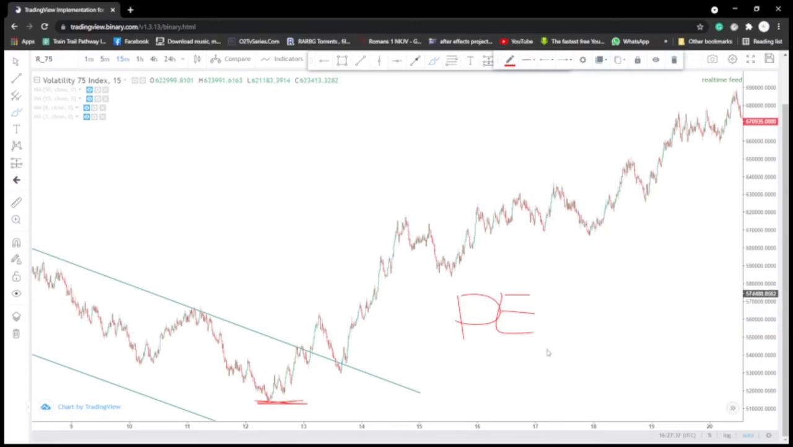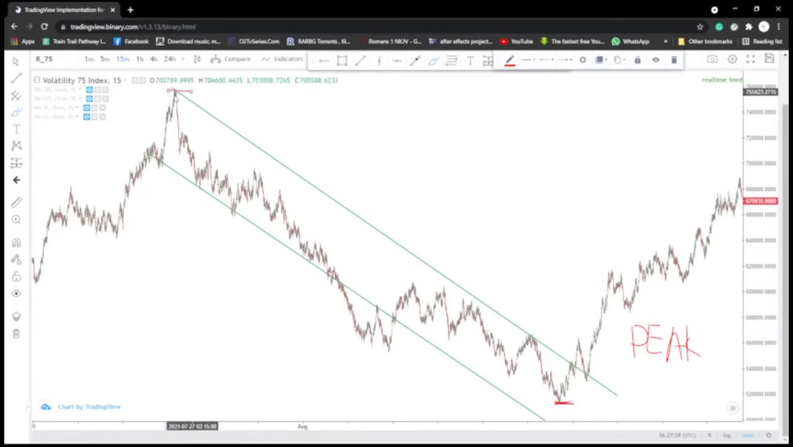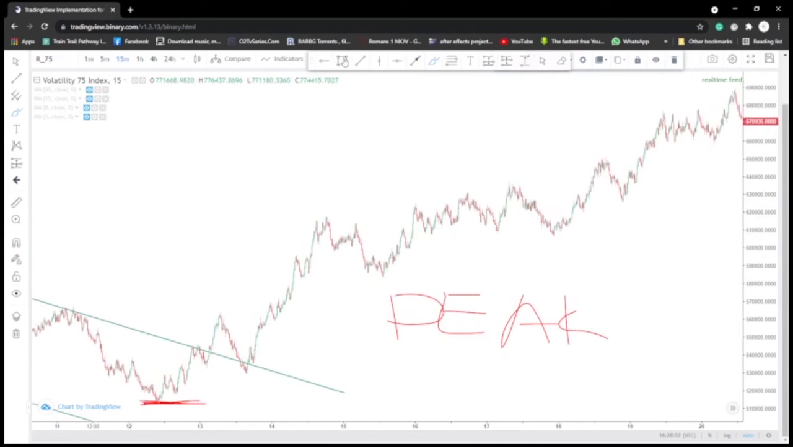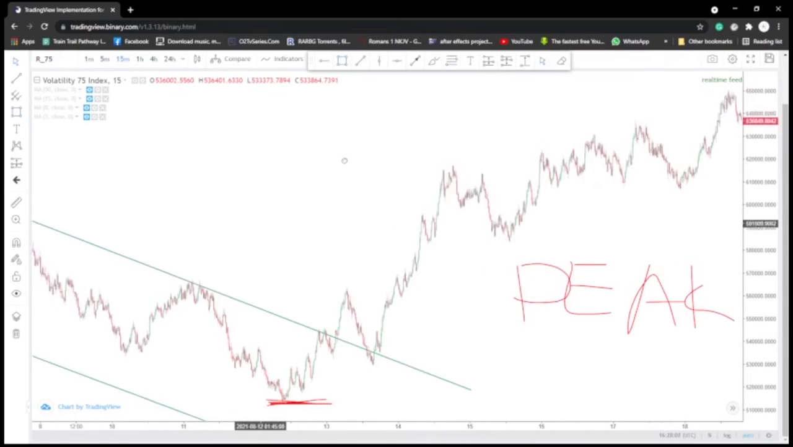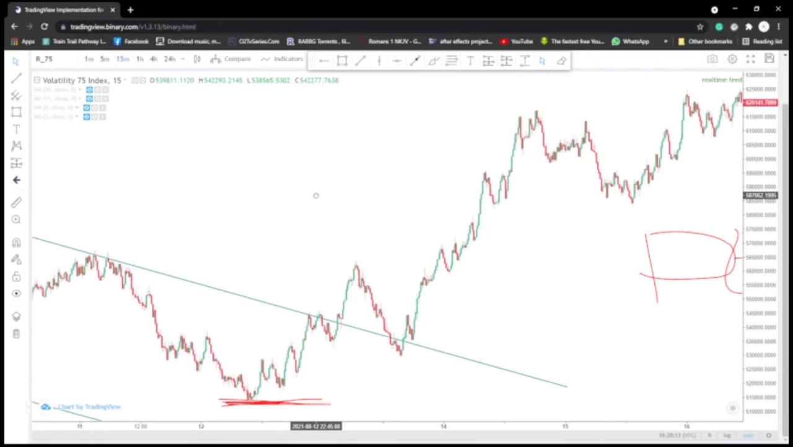guys, whereby a market has reached all the moves, right? This here is our peak, this one here. It's from the upside. As you can see, it's a downtrend, and here is our peak as well. So how do you use this, guys? How do you make this work for you? It's easy. Identify the levels, and then after identifying the levels, make this work for you.